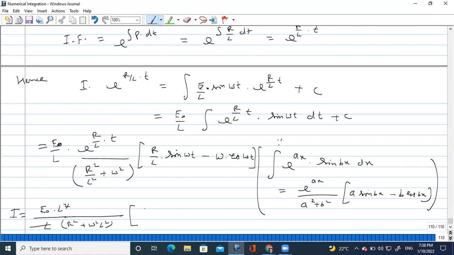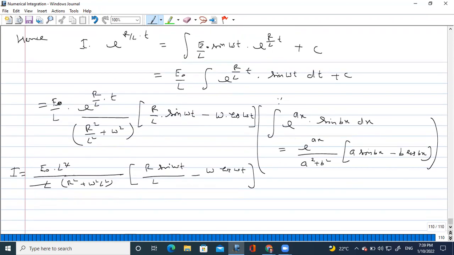Now it will be R sin omega t by L minus omega cos omega t. Now what I am doing, I will multiply L inside, and one more thing I will do, because I know one more thing here.